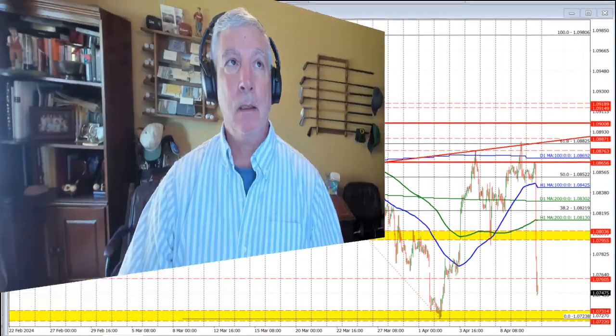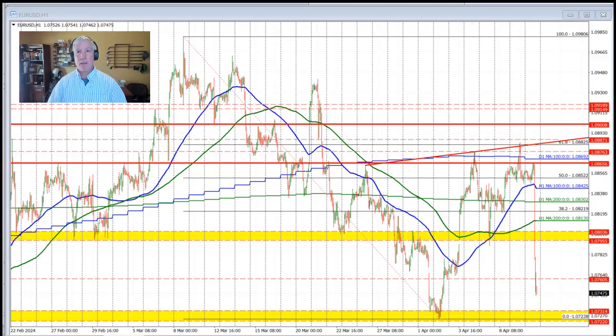Let's get started. I'm looking at the hourly chart, and of course, the CPI data in the US came out much stronger than expected, and that set the price lower off of that data. In the process, we moved below the 38.2% retracement, the broken 38.2. We moved below the 200-hour moving average, and we also moved below this swing area right through here.